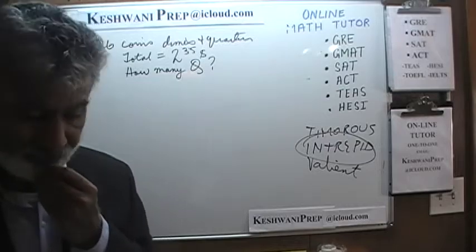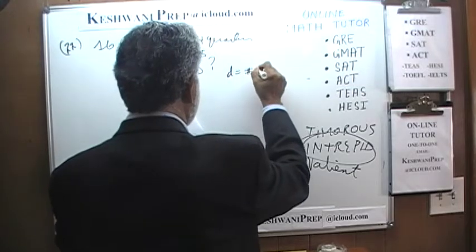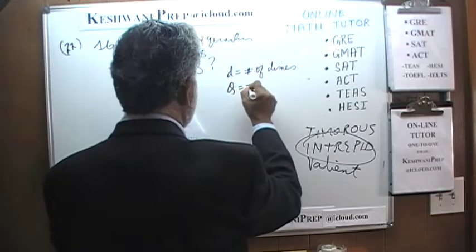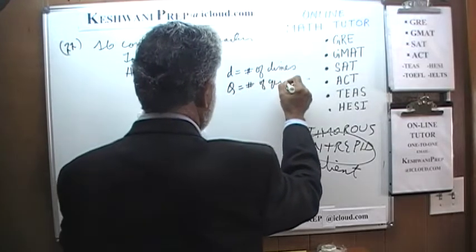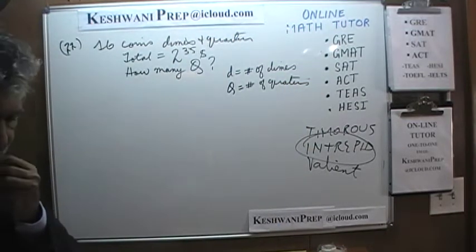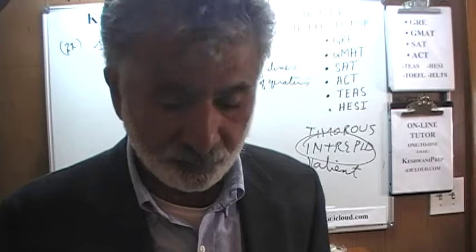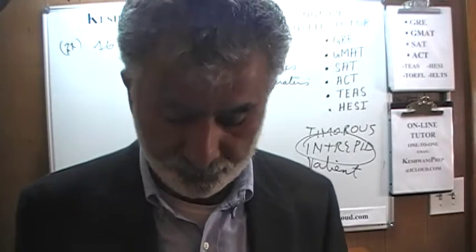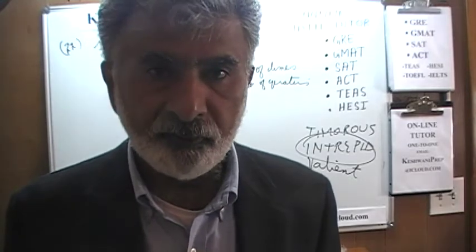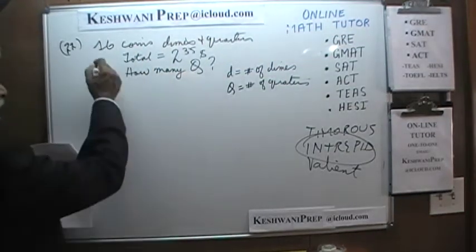So first thing first, let's define our variables. We're going to use D to represent the number of dimes. And the other one I already used, Q, to represent number of quarters. So we have unknown number of quarters, unknown number of dimes. That's what we have to figure out, how many dimes we have, how many quarters we have. So we have two unknowns. In order for us to be able to solve for two unknowns, we must have two independent equations. Do we have them? Do we have two equations? The answer is yes.